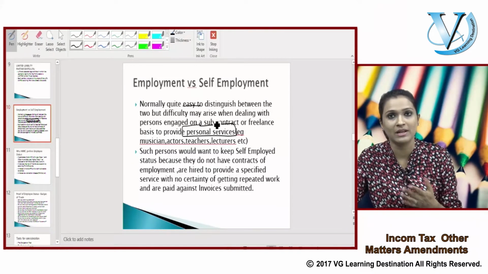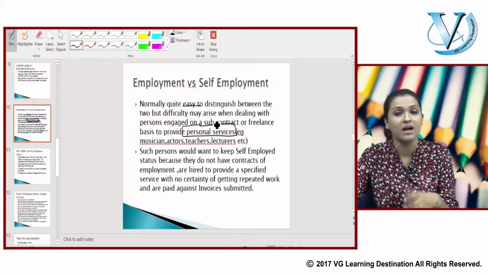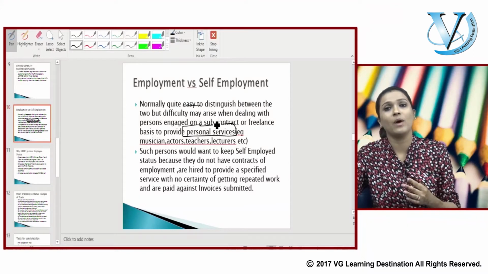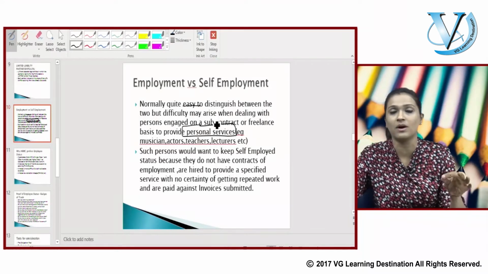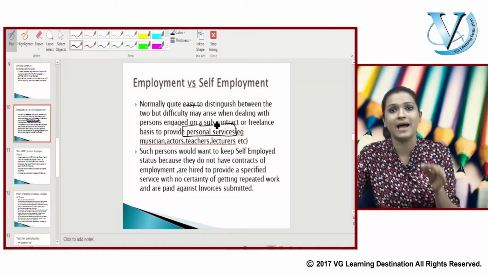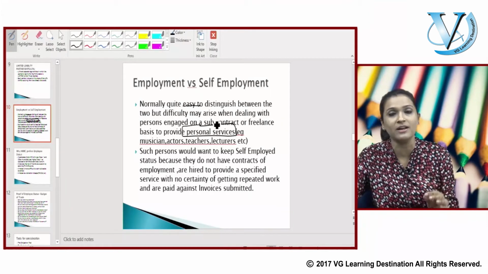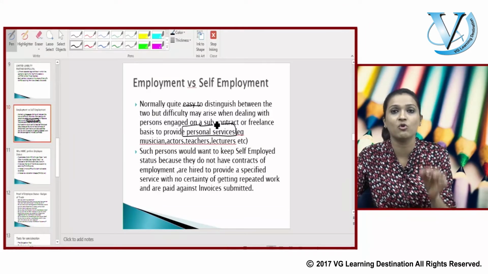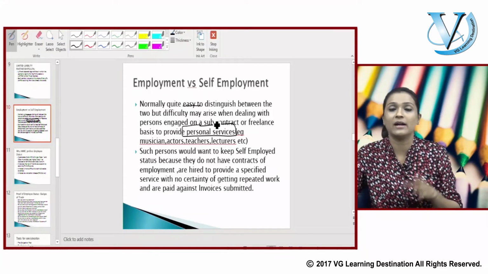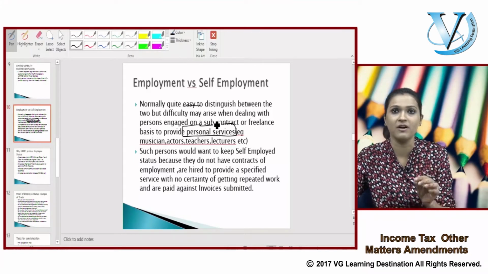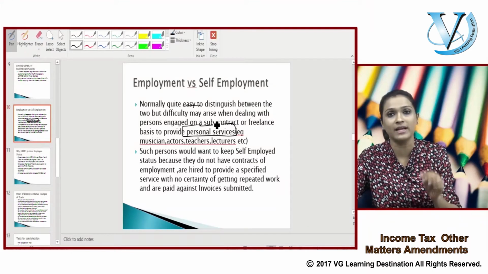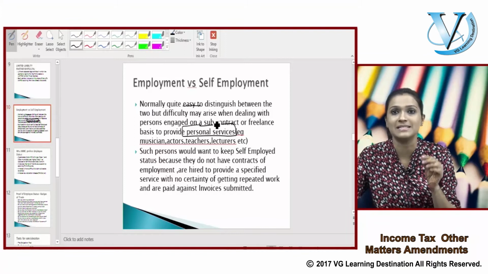What do you do for these people? As an individual, if I'm coming here teaching you a subject, I can be both. I can either be a self-employed person, doing my freelancing work at various institutes, or I can be employed by this particular institute, thus making me an employee of this institute. So it is very important that you are able to distinguish the exact tax status of an assessee, so that the income tax is calculated according to the applicable provisions.